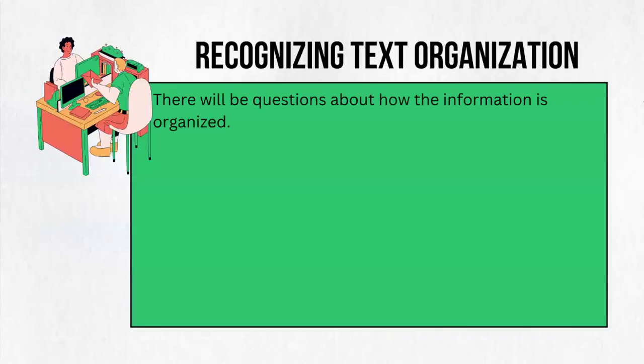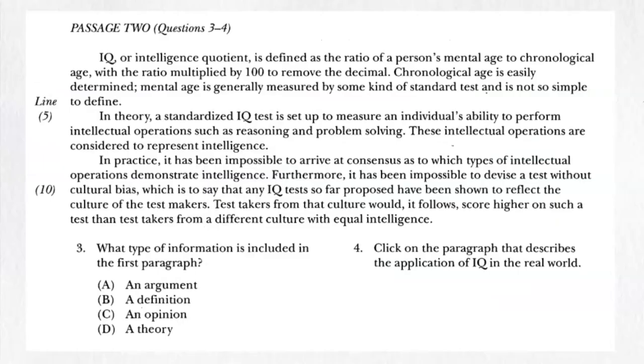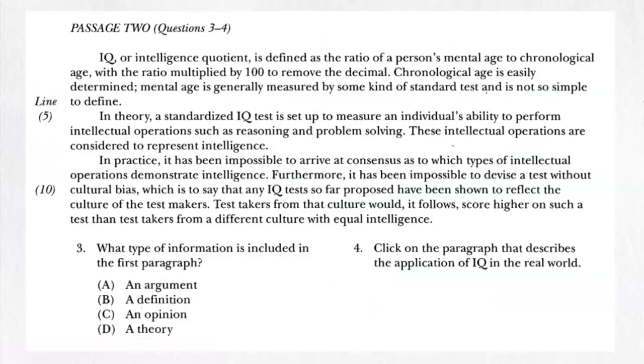Hold on, I skipped this one. Okay, we'll go to this one and then I'll go back to questions 1 and 2. So let's analyze what type of information is included in the first paragraph. So as my strategy said, read the first sentence. IQ or intelligence quotient is defined as the ratio of a person's mental age to chronological age, with the ratio multiplied by 100 to remove the decimal.